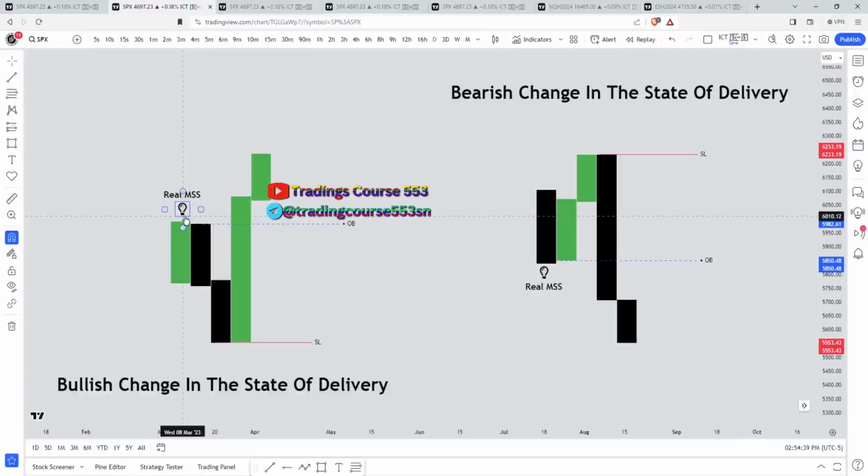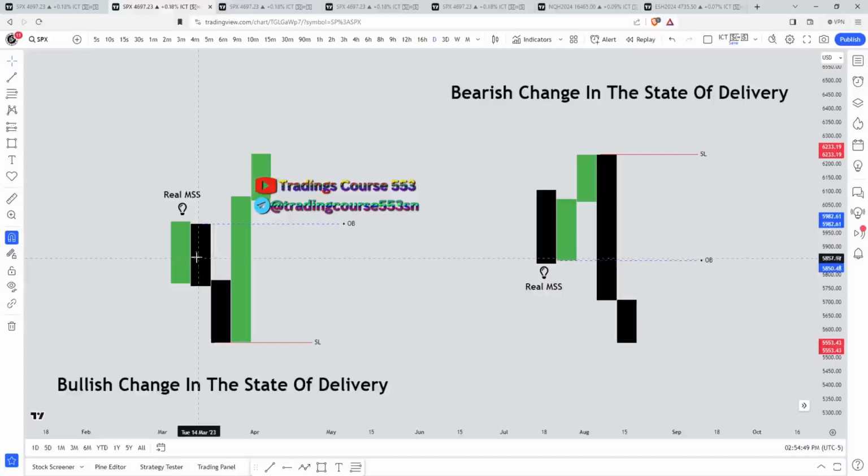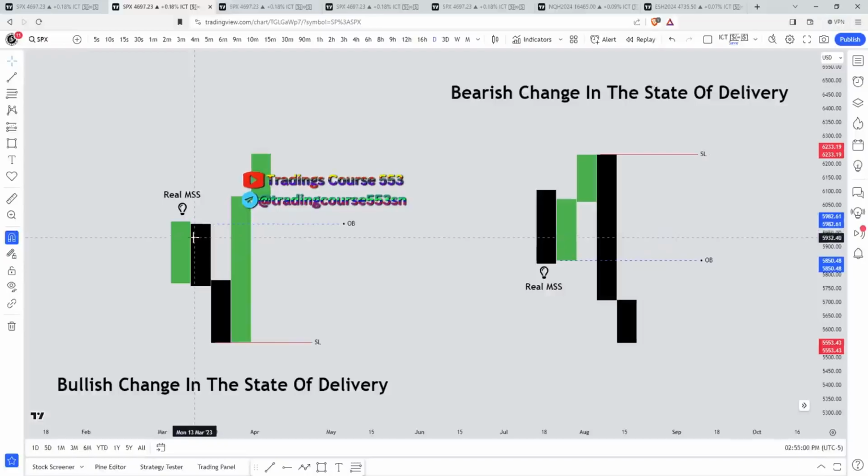Most of the time, when I'm finding draw on liquidity targets, I'm using order blocks to find draw on liquidity targets. And simply what I'm looking for in a bullish change in the state delivery is a down close candle or consecutive down close candles. Then I'm looking for price to close above that order block, creating a fair value gap. When that happens, what I look for is for price to start targeting liquidity above.